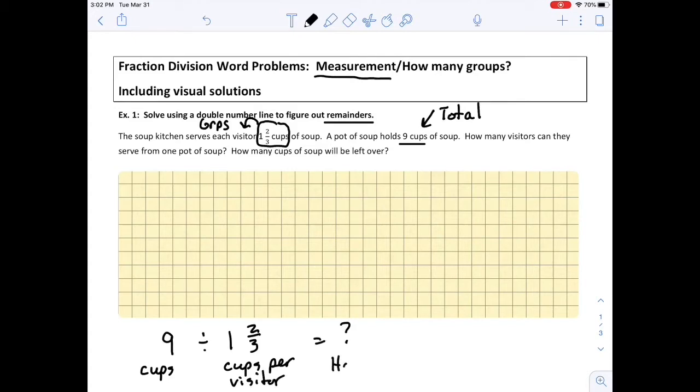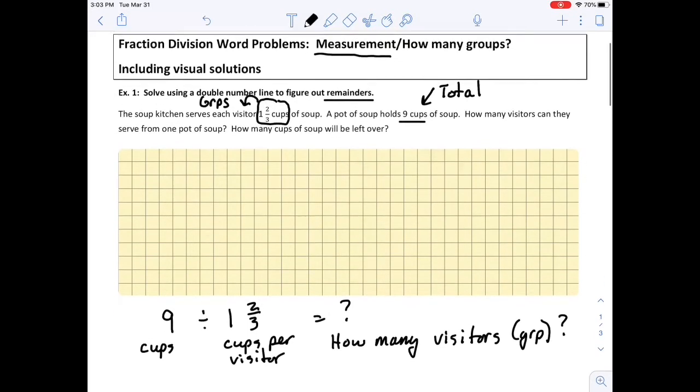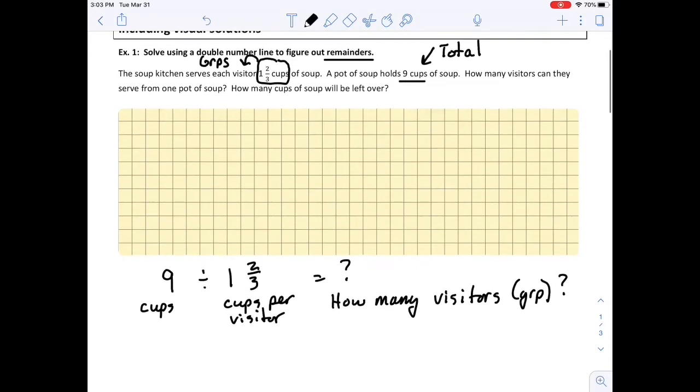And that's going to tell us how many visitors, the visitors are our groups, we can serve. Because we're solving with a double number line, we want to have consistent units. We want to have a common denominator. So let's set this problem up as a common denominator problem. It becomes, with 3 as our common denominator, 27/3 divided by 5/3.